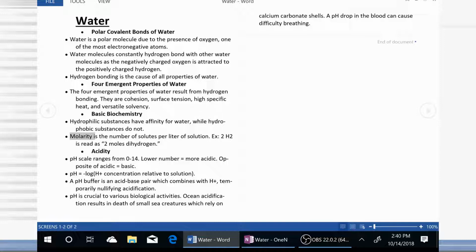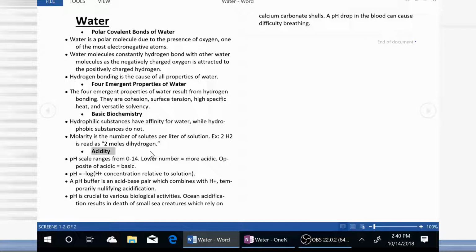So molarity is this concept which is the number of solutes per liter of solution. So for example, this example right here, 2H2, we would read this as 2 moles of dihydrogen. And think of it like a dozen. When we're baking, we use dozens, which means 12. Like that, we use moles, which is a certain fixed quantity in chemistry.